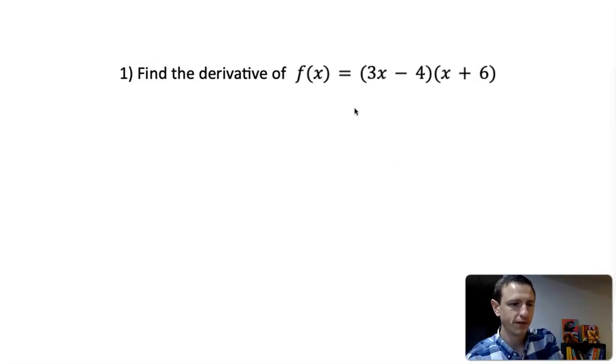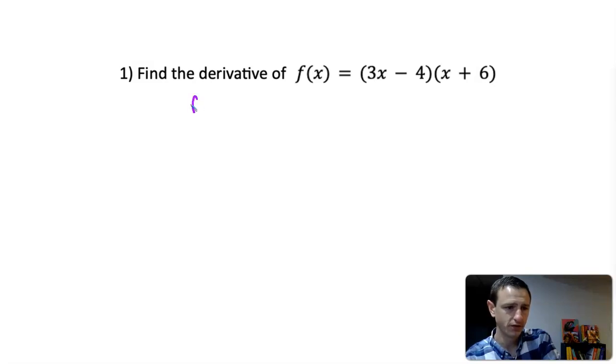In this example, we want to find the derivative of f of x equals 3x minus 4 times x plus 6. So using the power rule, you could multiply all this out, 3x times x, and then that would just give you a couple terms. You use the power rule. But let's practice using the product rule here.